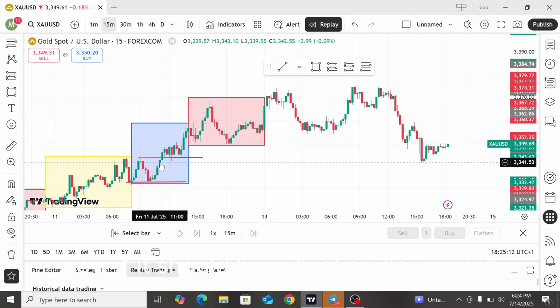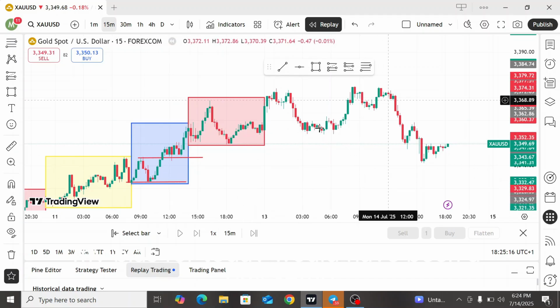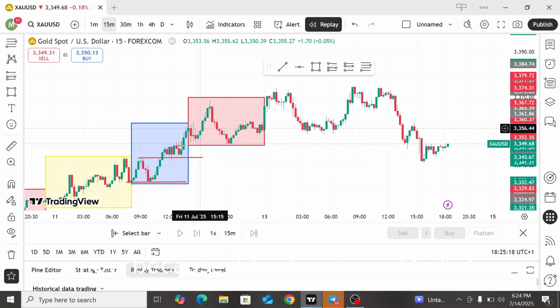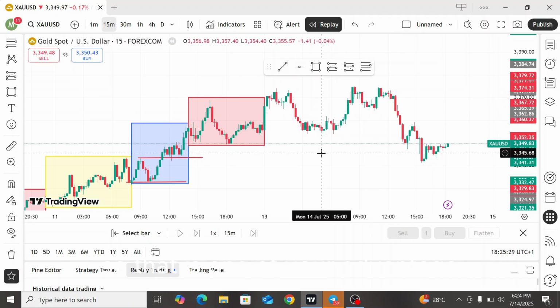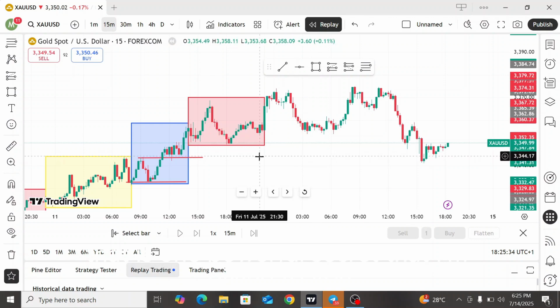Now, if it had broken downward, my bias for today would have been a buy setup. Because it broke upward, a bullish break of structure, it means that I should be looking for a sell position on Monday. That was why we took the sell position. So that is one of your advantages. That is one powerful secret that I'm giving to you right now.